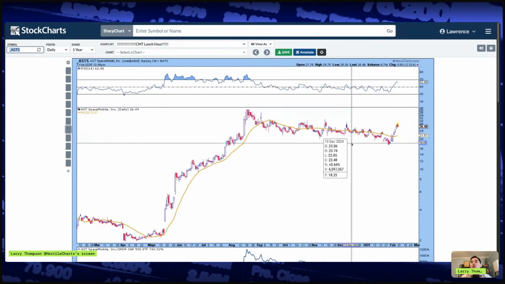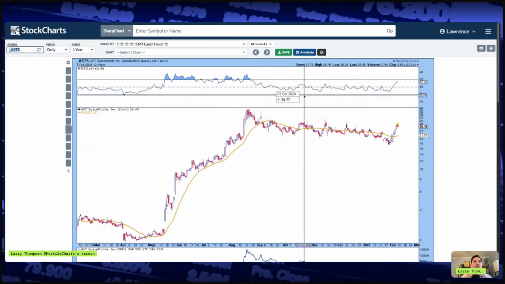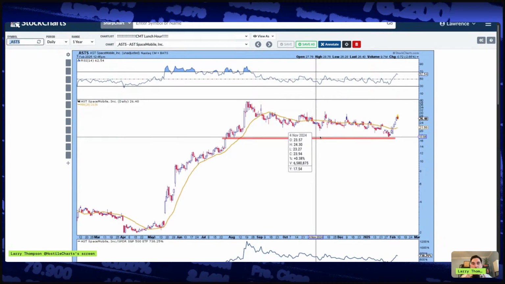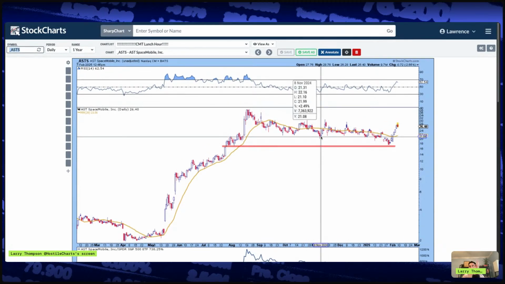ASTS Mobile, chat. Someone put this in the chat last week, and this is one of the names I really liked here. So give me one second. I will pull it up because I already have it saved because someone sent it to me last week, and I'll highlight the levels we drew last week. Boom. This is a chart we shared last week. So, hey, W in the chat, right?